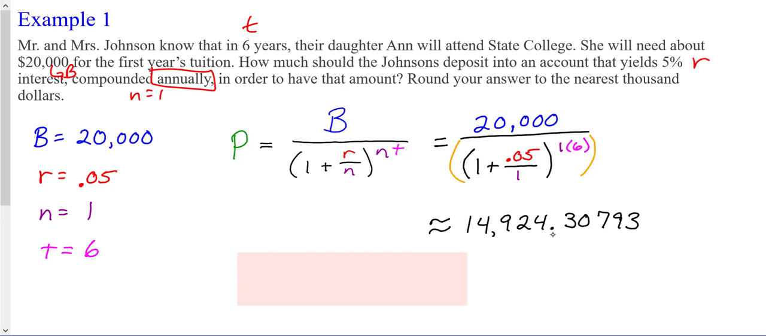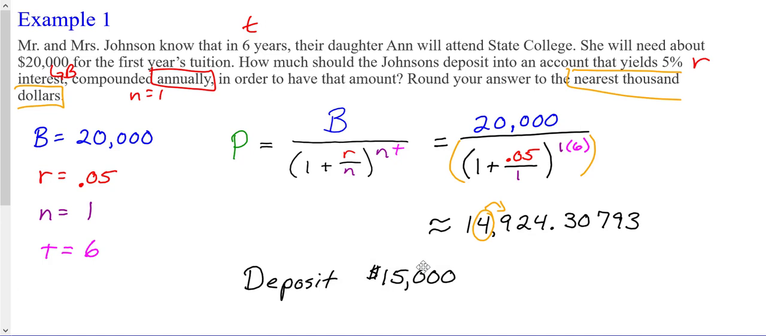14,924.30793. Remember, we're looking at money, so if they don't tell us to round to the nearest dollar, we'd normally look at cents. In this case, they did tell us to round our answer to the nearest $1,000. So that means we're not looking at cents like we normally would. We actually want to round it to the nearest $1,000. So we need to look at the number after it. It is a 9, which tells us we need to round the 4 up to 5. They will need to deposit $15,000.